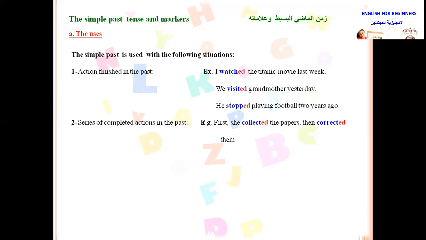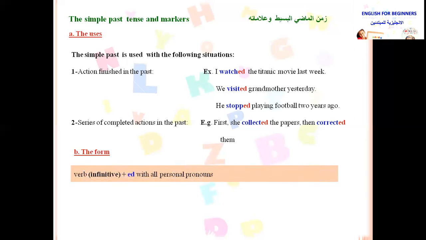For the second situation, series of completed actions in the past, which means several actions started and finished in the past. Example, first she collected the papers, then corrected them. The papers of the exam, for example. So first she collected the papers, the first action in the past, and then she corrected them, also in the past.